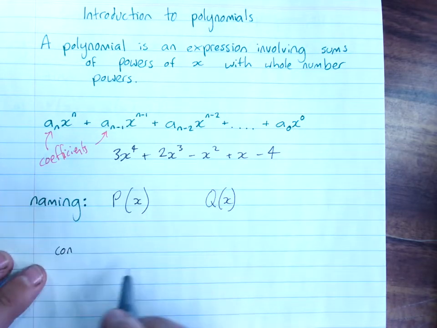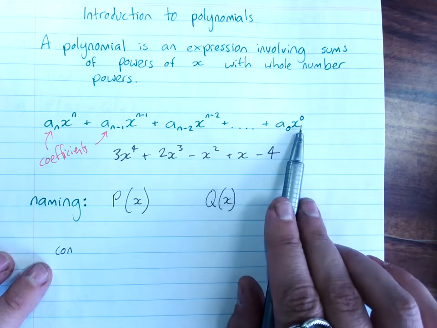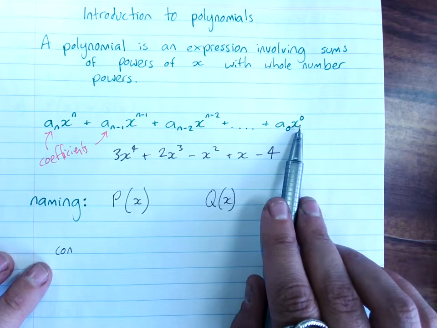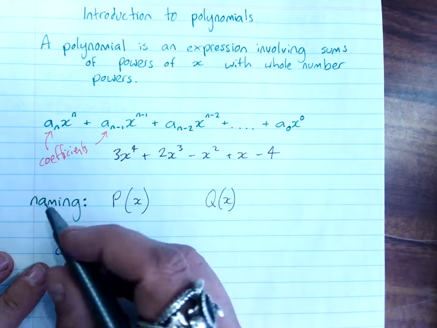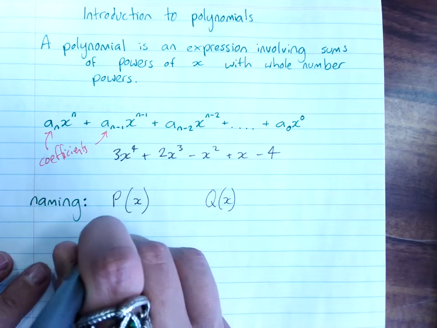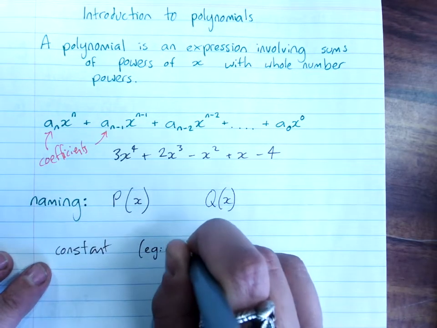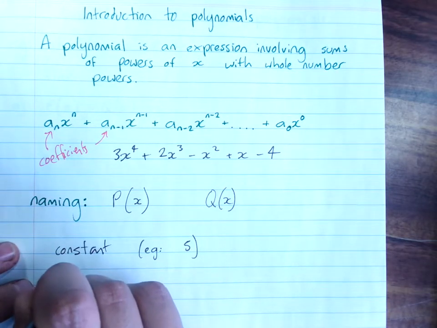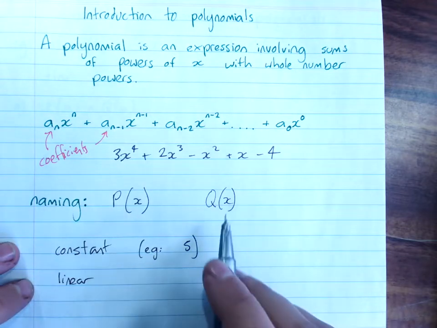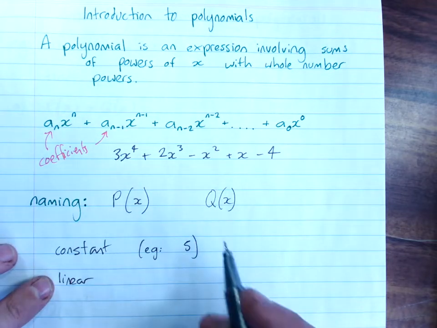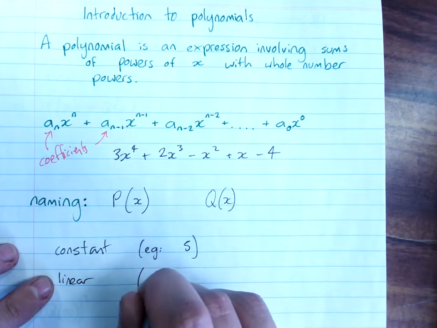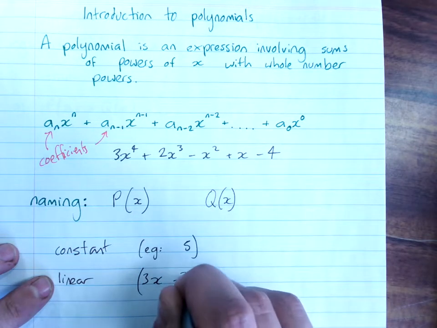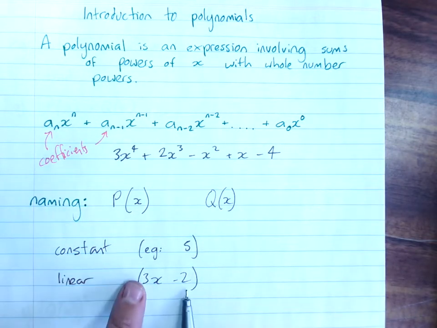Types of polynomials are named by degree. So a polynomial of degree 0 has the highest power of x of 0, that's a constant, e.g. 5. So actually a whole number is a polynomial. Linear, our highest degree of x is 1. So for example, 3x minus 2. And if you can see, if that equaled y, we'd have a linear equation.